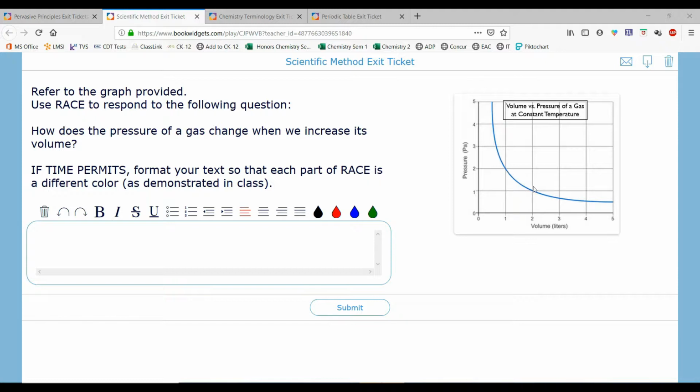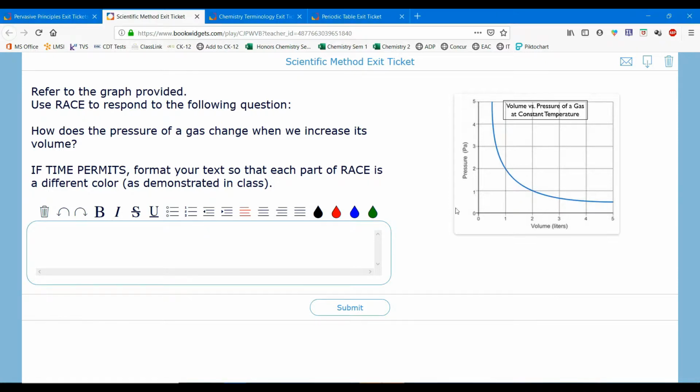So our answer is the pressure decreases, but we don't want to just write that, because we're trying to use RACE. So first we're going to restate the question. The question says, how does the pressure change when we increase volume? So let's start with when we increase volume, the pressure blank. That's a restated question. Even if you don't know the answer, you can get that far. Whenever I give you a RACE assignment, even if you don't know the answer, you can rephrase it for me and leave a blank. Practicing restating is very important.